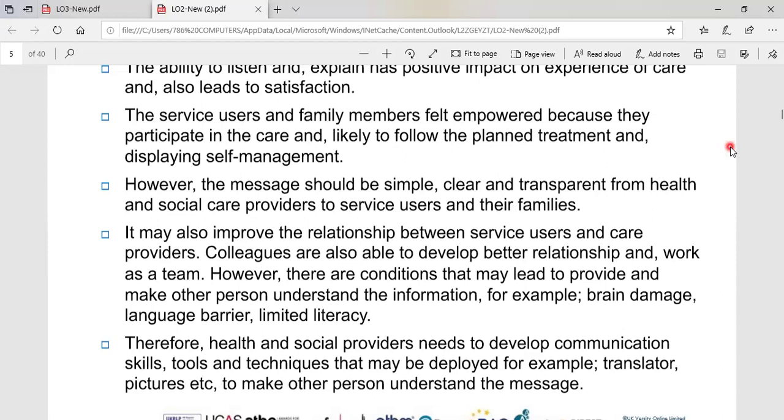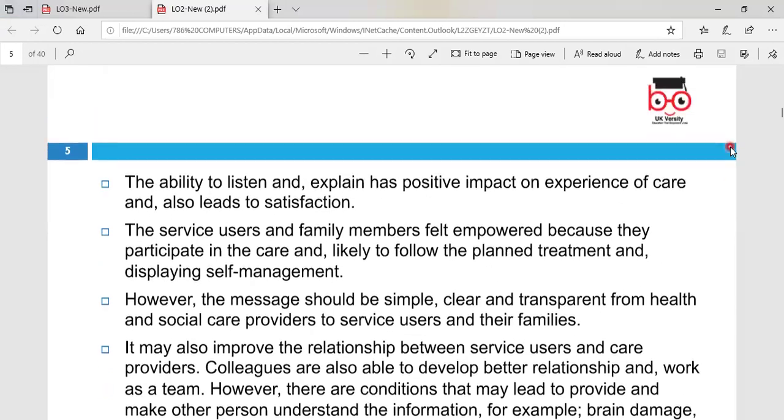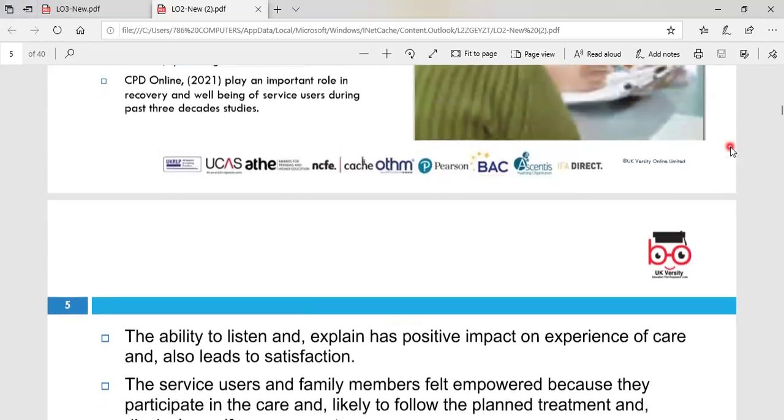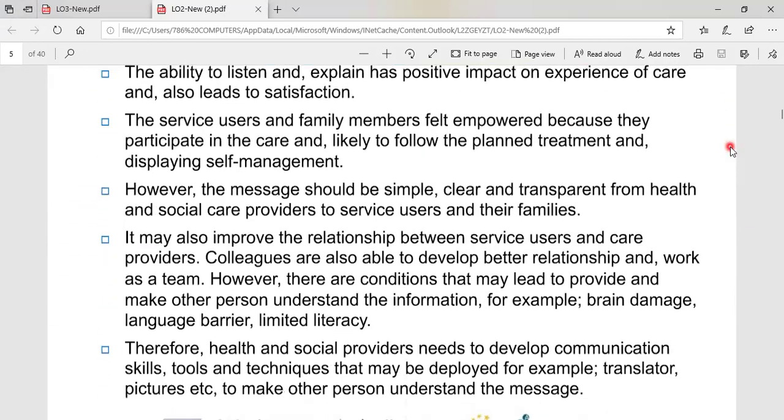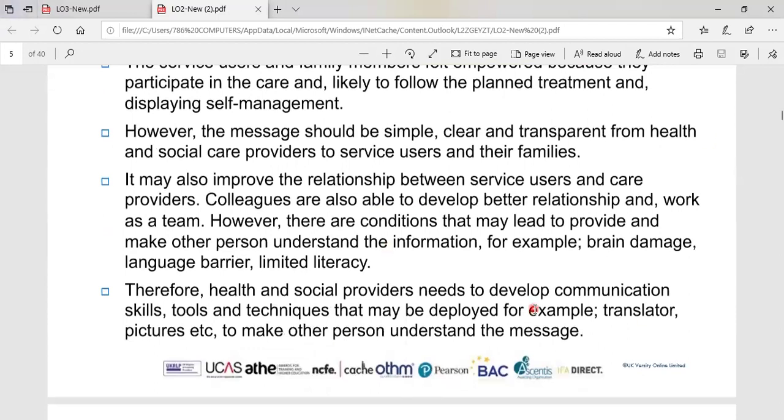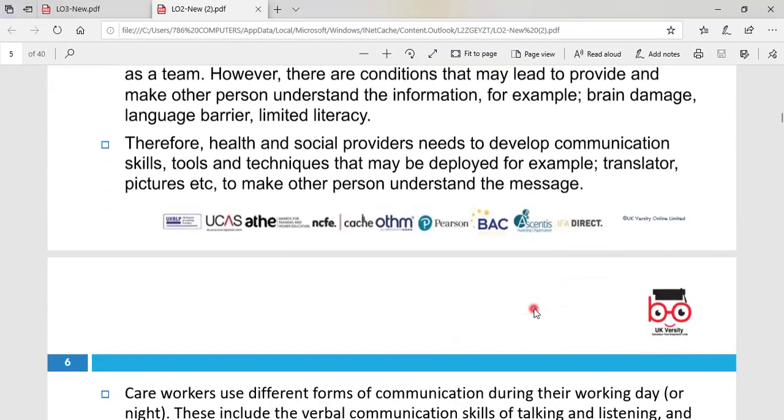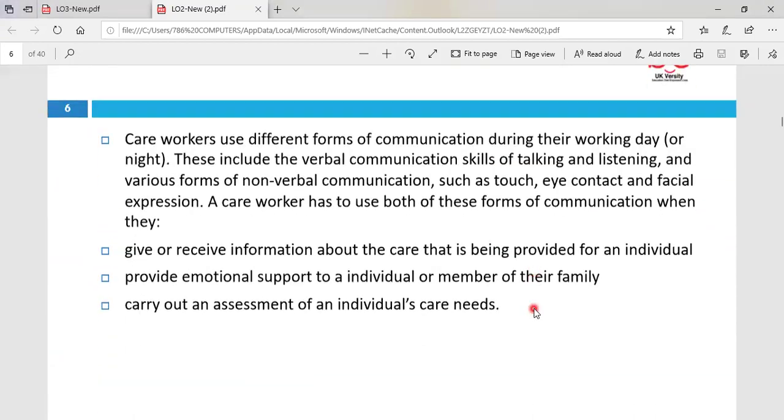So what happens is that if you have good pictures and good examples as pictures, these can be shared with those patients or service users. They'll make use of whatever you have to say to them if they don't understand your language. So make your language as clear as possible. Your message should be as clear as possible. Research has shown that care providers make use of different communication techniques.